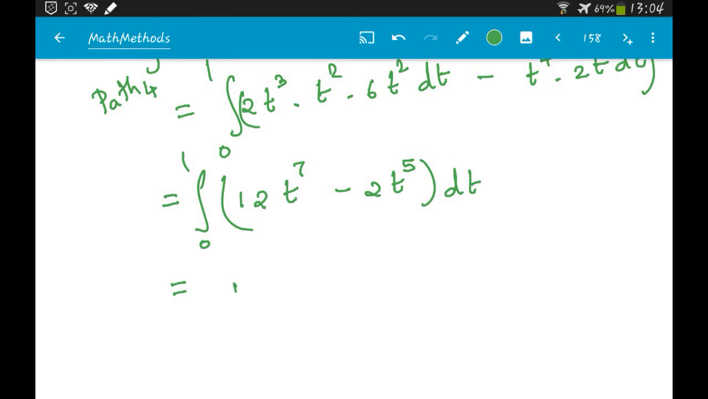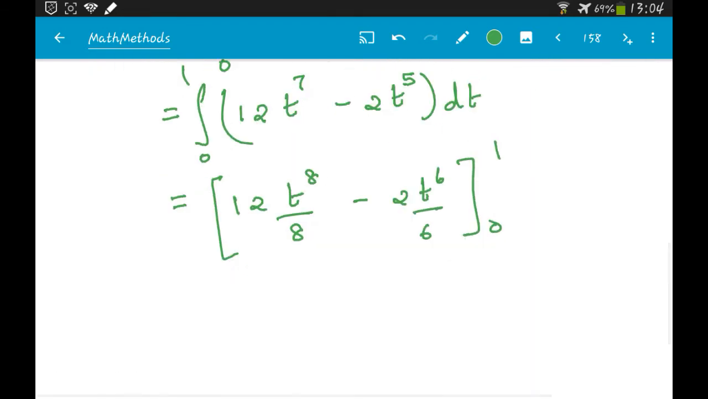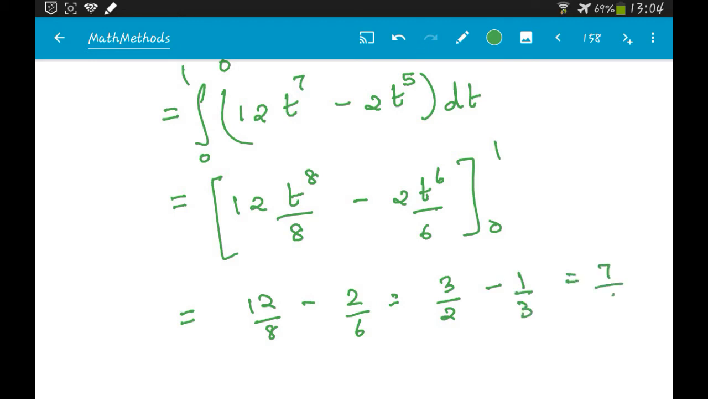So you will get 12t power 8 by 8 minus 2t power 6 by 6, which is 12 by 8 minus 2 by 6, which is 3 by 2 minus 1 by 3, which is nothing but 7 by 6. Okay, so this is your W for path 4.